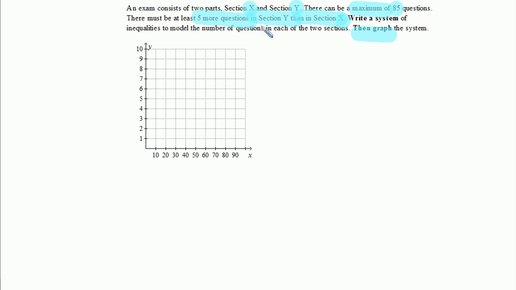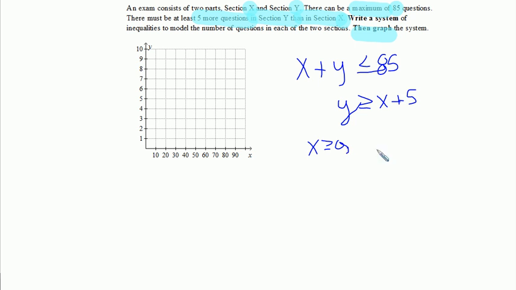So let's start working on that system. There are some X questions and there are some Y questions, and there can be a maximum of 85. That sounds like X plus Y must be less than or equal to 85. There must be at least 5 more questions in the Y section than the X section. So Y has to be greater than or equal to, that's at least X plus 5. And then X has to be greater than or equal to 0. We can't have a negative number of questions, and Y must be greater than or equal to 0. We can't have a negative number of questions.